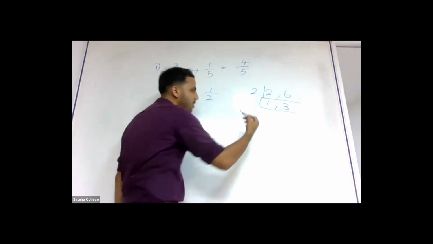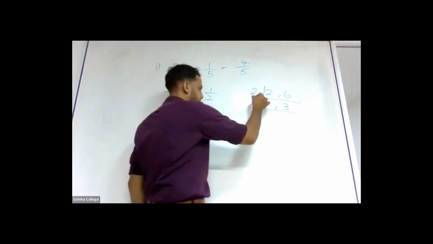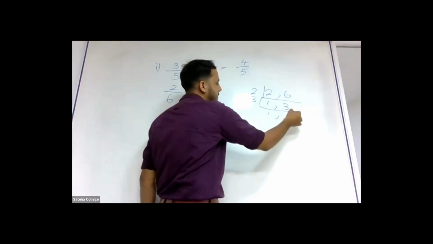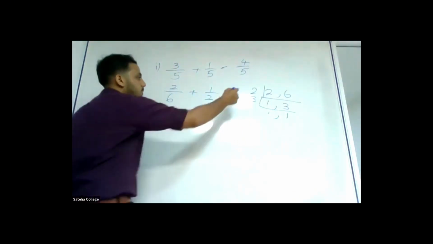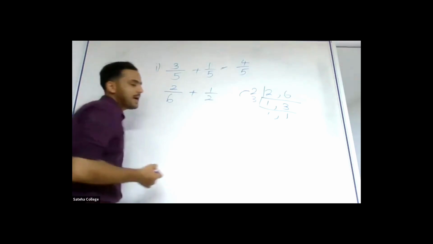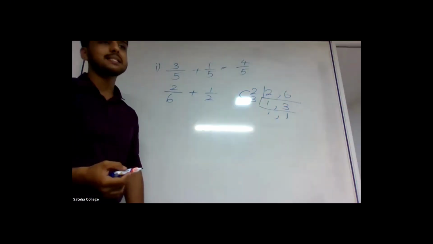Now can you divide either of the numbers by 2? No, then you move on to the next prime number, that is 3. So 1, 3 divided by 3 gives 1. If you can't divide, you write the same thing. Now, to get the LCM, you multiply the prime numbers that you used to divide. That is 2 into 3, that is 6.